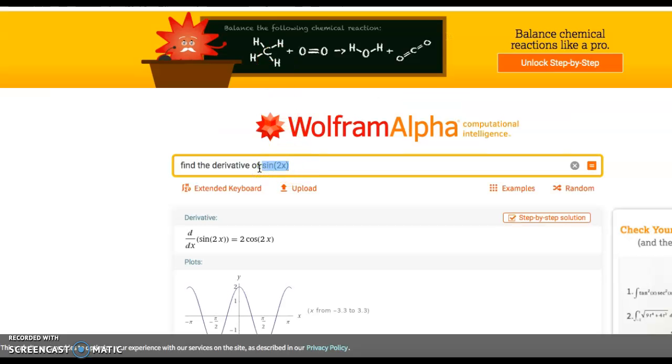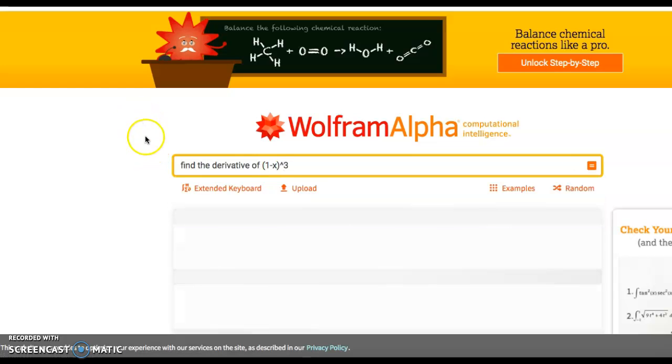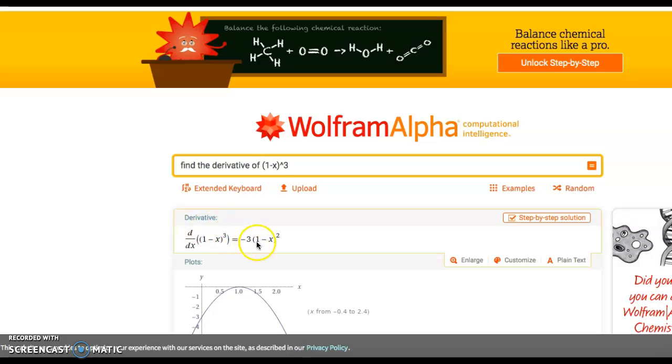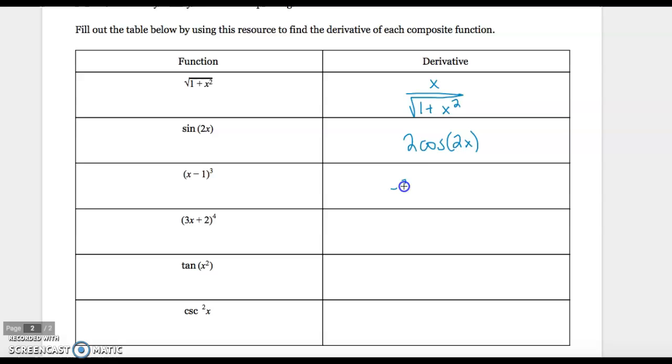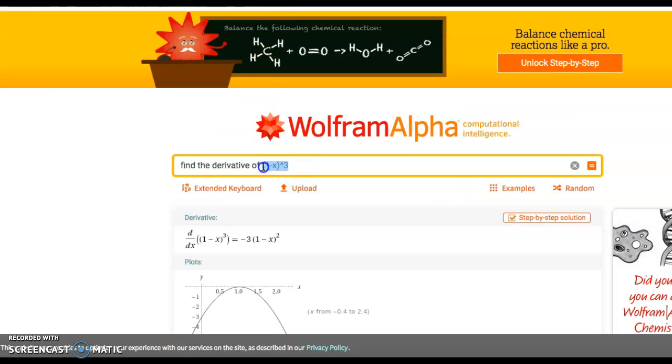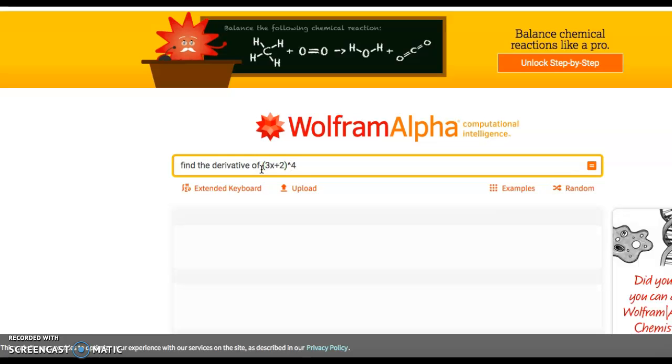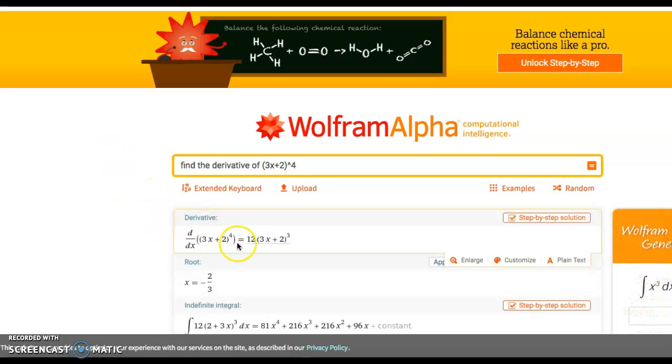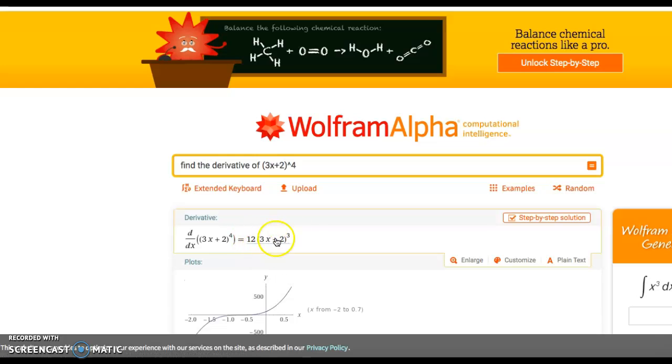Find the derivative of the next one, which is 1 minus x cubed. So negative 3, 1 minus x squared. And then in the next one, we have 3x plus 2 to the 4th, which is 12, and then parentheses 3x plus 2 cubed.